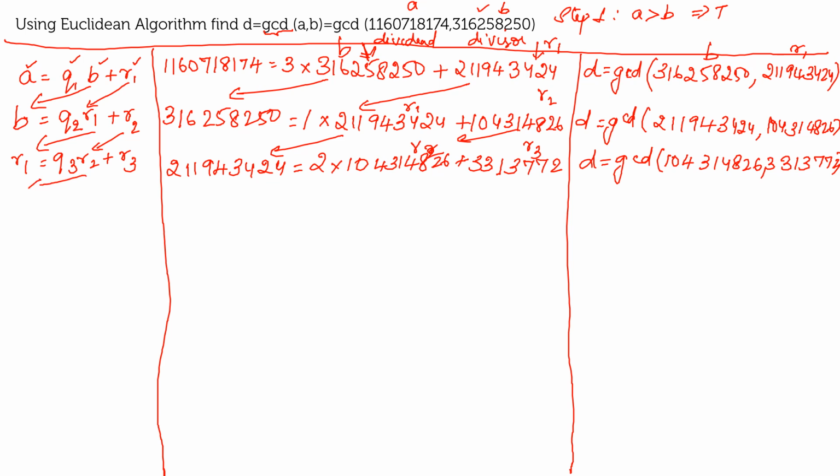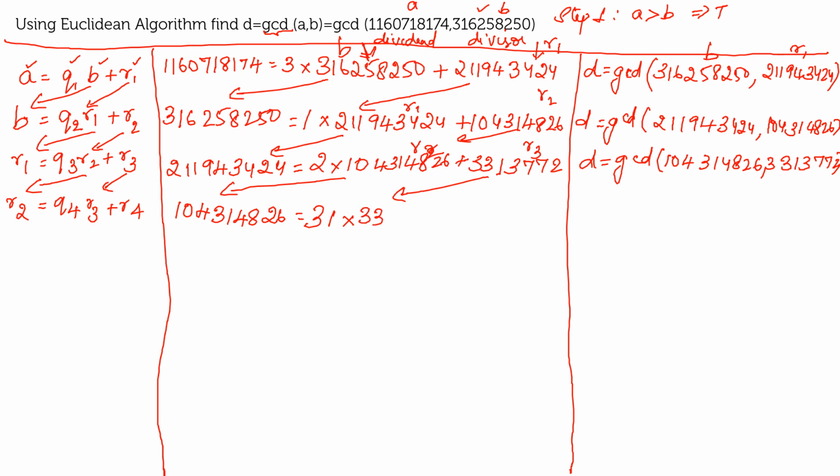You will be having R2 will be equal to Q4 into R3 plus R4, right? So you will be getting 104314826, which is equal to, the new quotient will be equal to 31 into the same remainder R3. So 3313772, and your new remainder will be equal to 1587894. Now in the next step you are going to find out the GCD between.